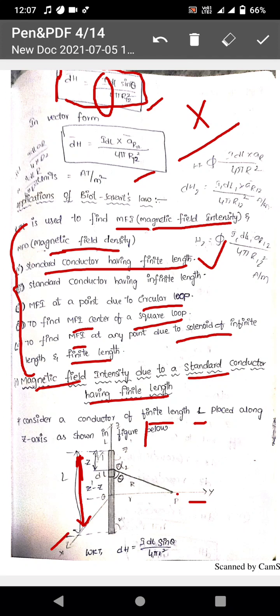Let us assume that a small portion dl, and the angle it makes with the point P is theta, and the remaining angles are alpha 2 and alpha 1. The point P is located here. Assume the conductor is at the origin 0. Now the height of the conductor from the top is z dash minus z. This remaining length will be z dash minus z. Do you understand this diagram? You can see clearly.